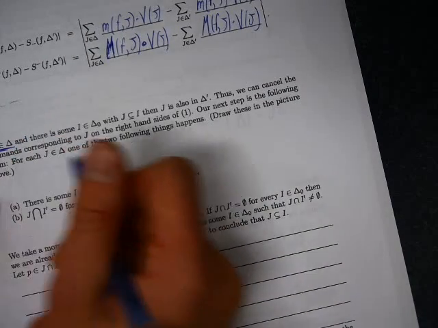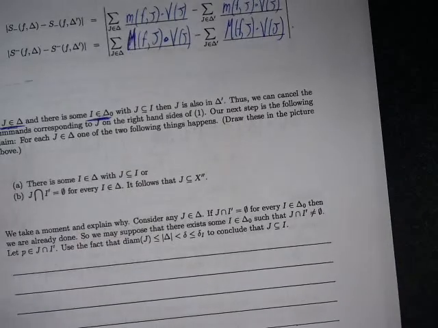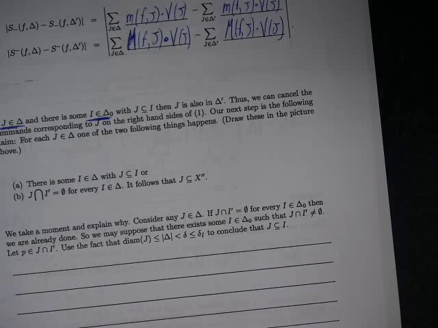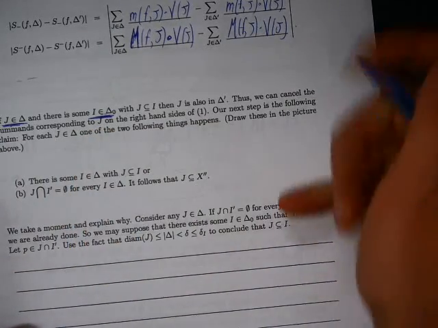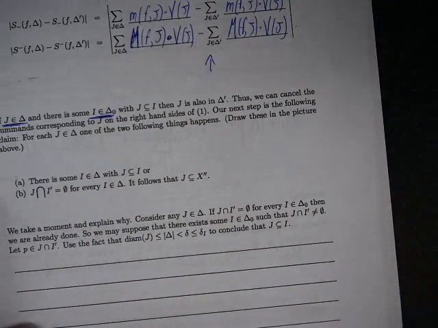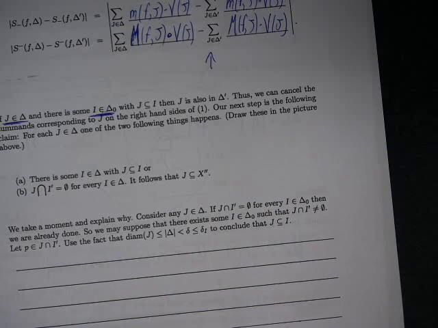So let's suppose that j were in delta, and let's also suppose that there were an i in delta 0 with j contained in i. If j is contained in i, then what's the intersection of i and j? j. Hey, does that mean j is also an element of delta prime? So are there some terms in the sums above that we can just cancel? Yeah, there are lots of them. Anything that's totally contained in one of the things in delta 0. So we can cancel some terms which correspond to j in the right-hand side of 1, whenever j is a subset of one of the i's.